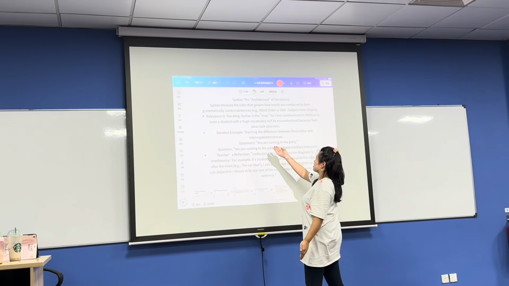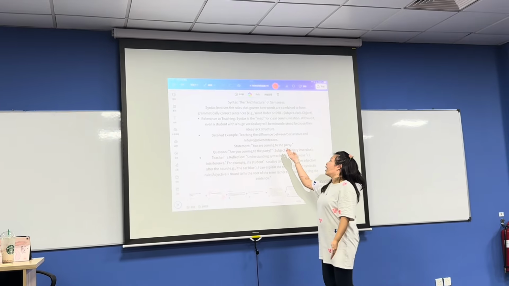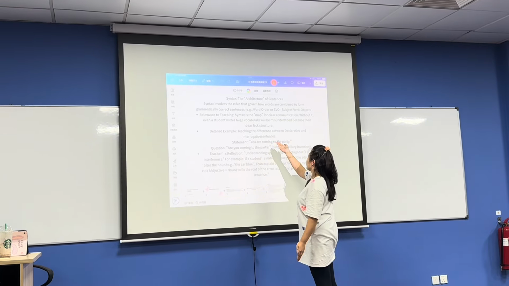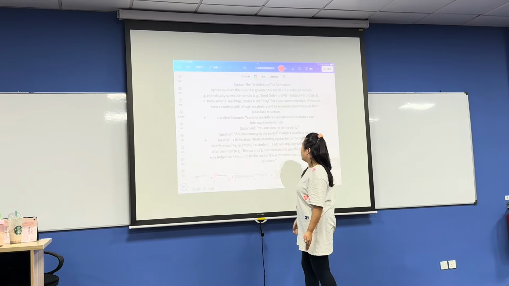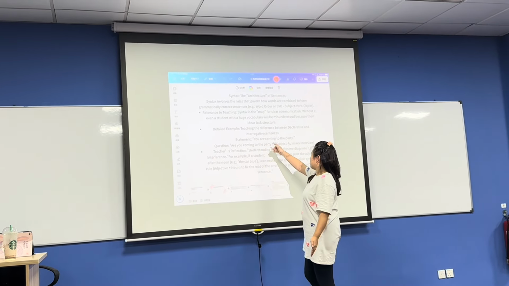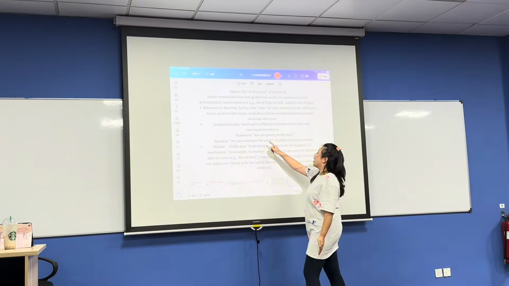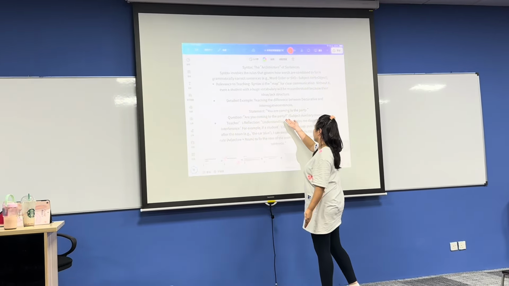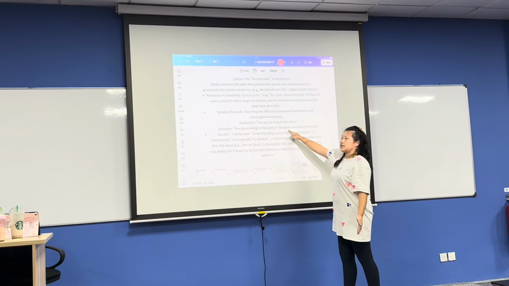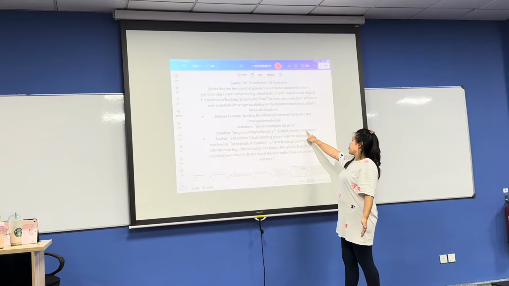My example is teaching the difference between declarative and interrogative sentences. The statement is, you are coming to the party. And the question is, are you coming to the party? So this is the use of subject and auxiliary inversion.